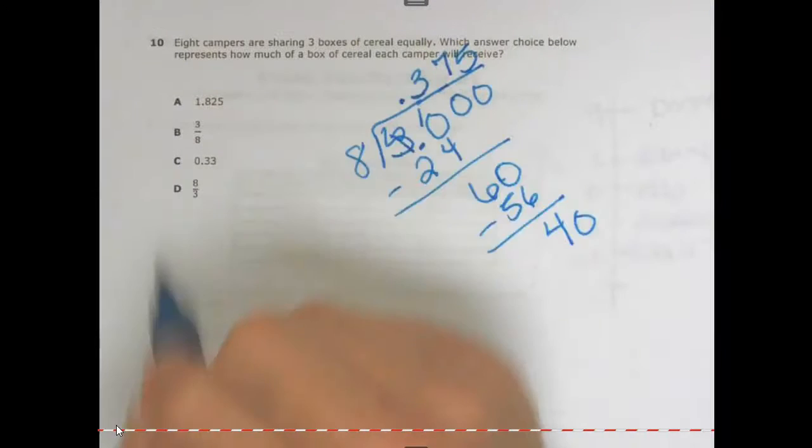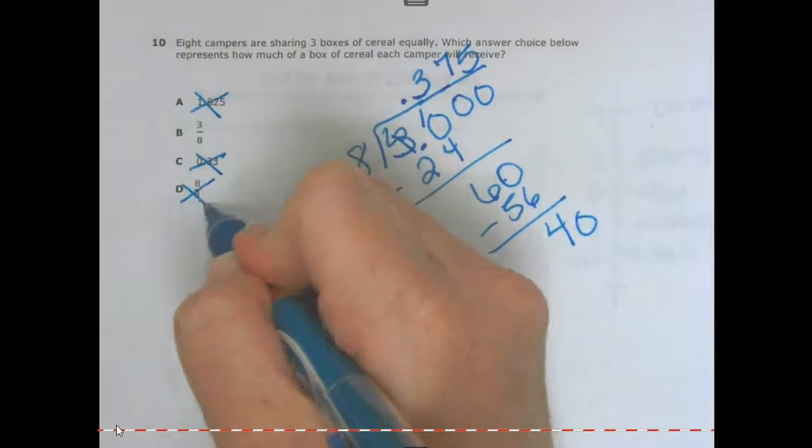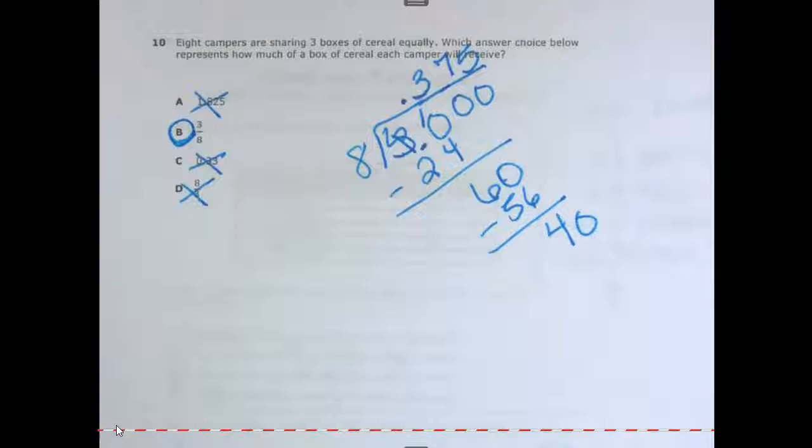This is not one of my answer choices, but I know it's not these. And I'm not taking 8 and dividing by 3. So I'm taking 3 and dividing by 8. So my answer is B.